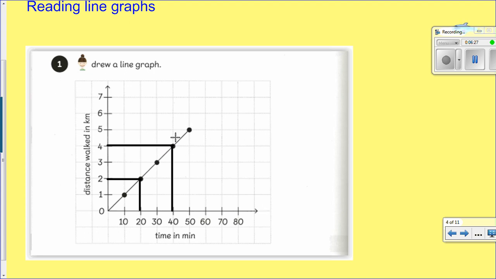You can see that he's walking at the same pace because we don't have any plots on the graph that are away from the straight line here. Interestingly, if we take our ruler, we can continue the line like so. And you could work out how far, if he kept on going, he might be able to travel in 50 minutes, 60 minutes and 70 minutes, assuming he was going at the same pace.